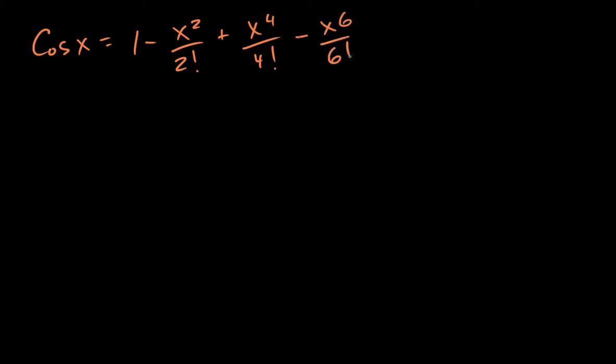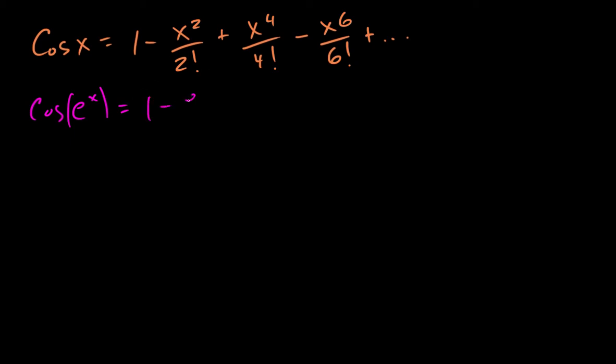Okay, on this part, they want us to, let's see, use the Maclaurin series expansion for cosine x, which looks like this. Okay, use that to find the first two non-zero terms of the Maclaurin series expansion of cosine of e to the x. Okay, so cosine of e to the x.